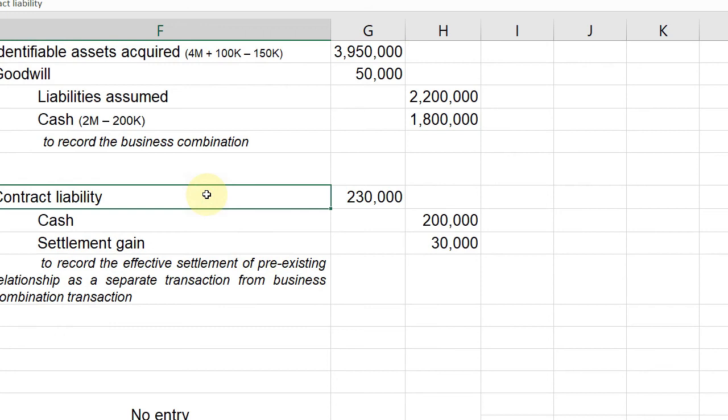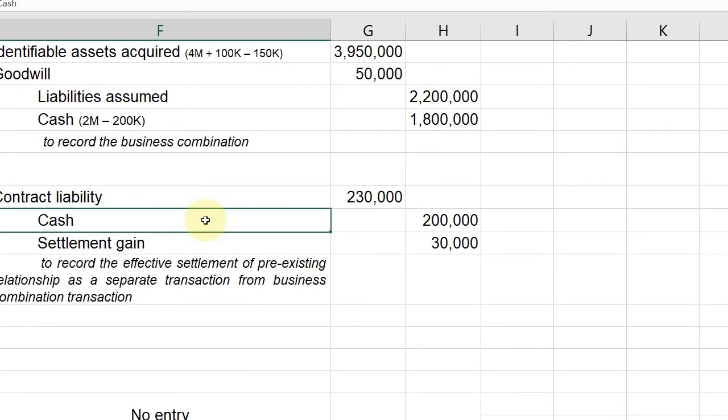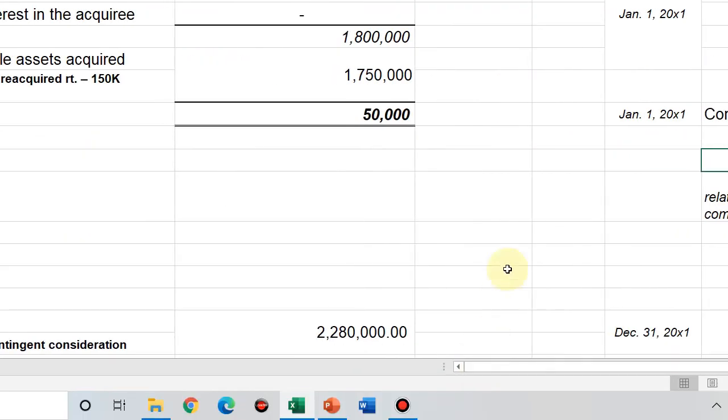Okay, so next, we record the effective settlement of the pre-existing relationship. So, mate-terminate na yung kontrata nila. So, record natin. Close mo na yung contract liability at 230,000. Mag-credit ka naman ngayon ng cash ng 200,000 and you have a settlement gain of 30,000 kasi nakatipid ka. Binili mo yung isa mong franchise, nakatipid ka pa. Okay, so yon. Next, I hope that's clear sa'yo.